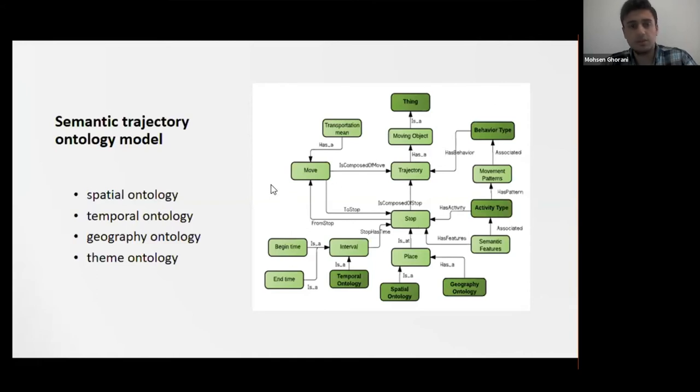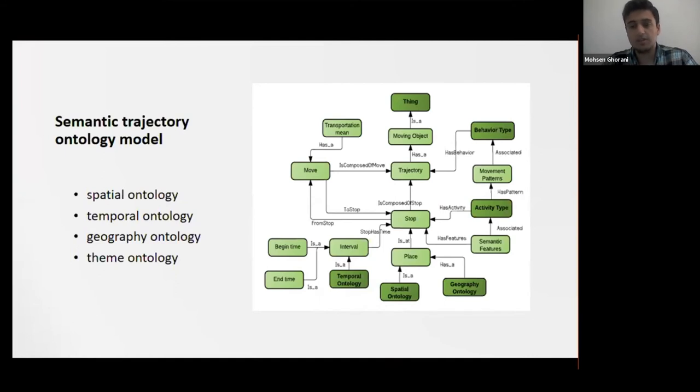As shown in the semantic trajectory ontology model in the picture, it consists of different ontologies such as spatial ontology, temporal ontology, geography ontology, and theme ontology. The spatial ontology is a description for the geometry components of a trajectory. The temporal ontology integrates time concepts and rules for modeling semantic trajectories. The geography ontology describes the places where people move through and includes a variety of land use types. And the theme ontology model gathers a wide range of application dependent concepts. Therefore, integrating these ontologies together provides the semantic description of application relevant trajectories with their domain specific semantic meaning.